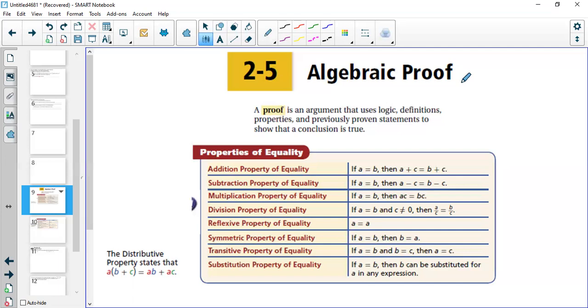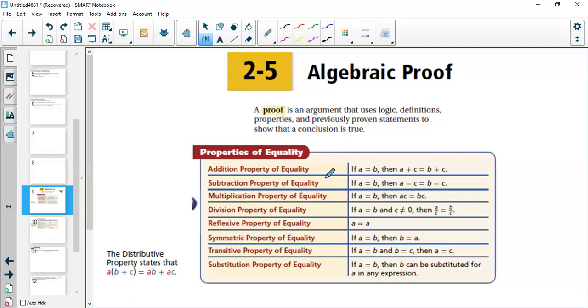So to start with, these are the properties we are going to be using throughout this chapter. They are easy, and you already know all of them. Even then, let's learn what these properties are in a proper way. The first one is the addition property of equality. It's nothing, just when you add something, you say that's the addition property of equality.